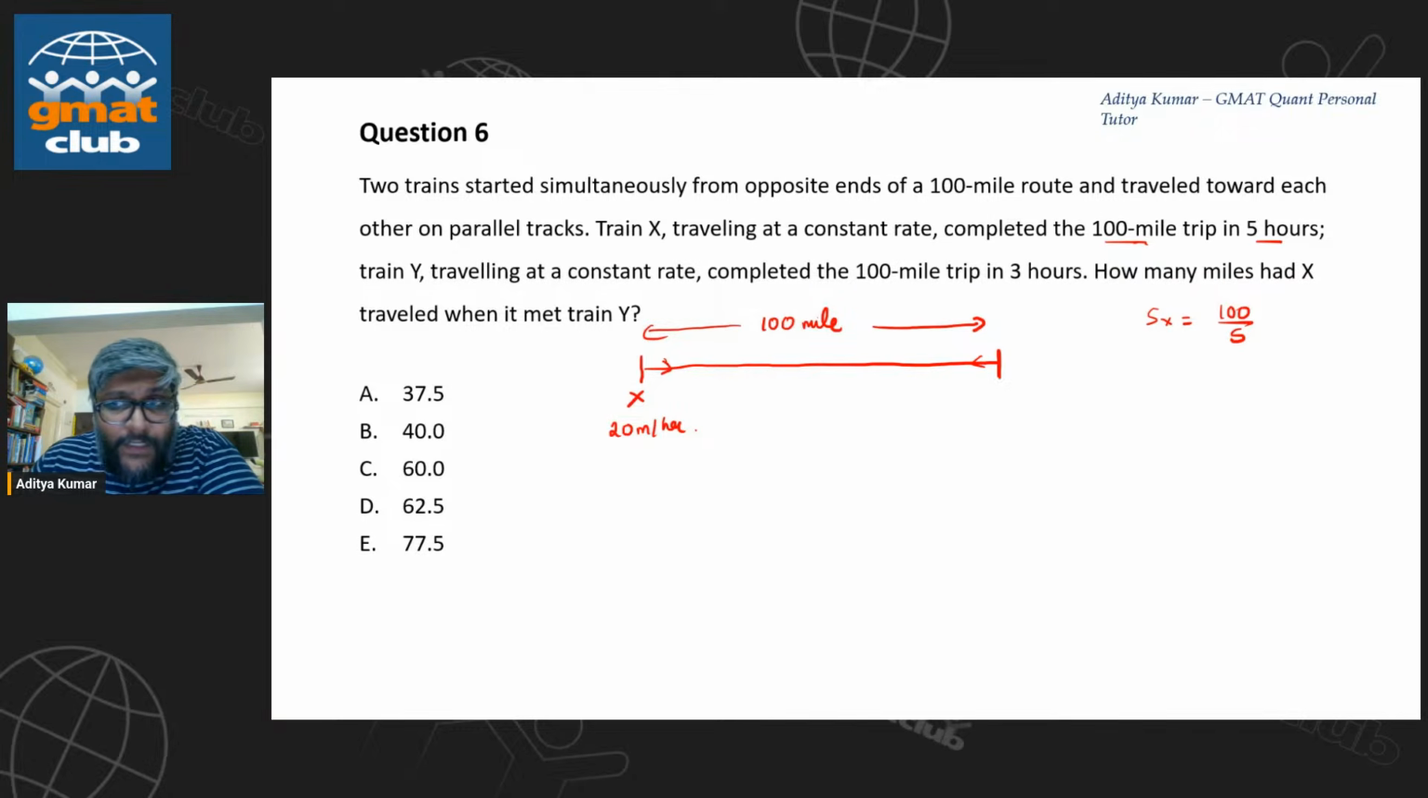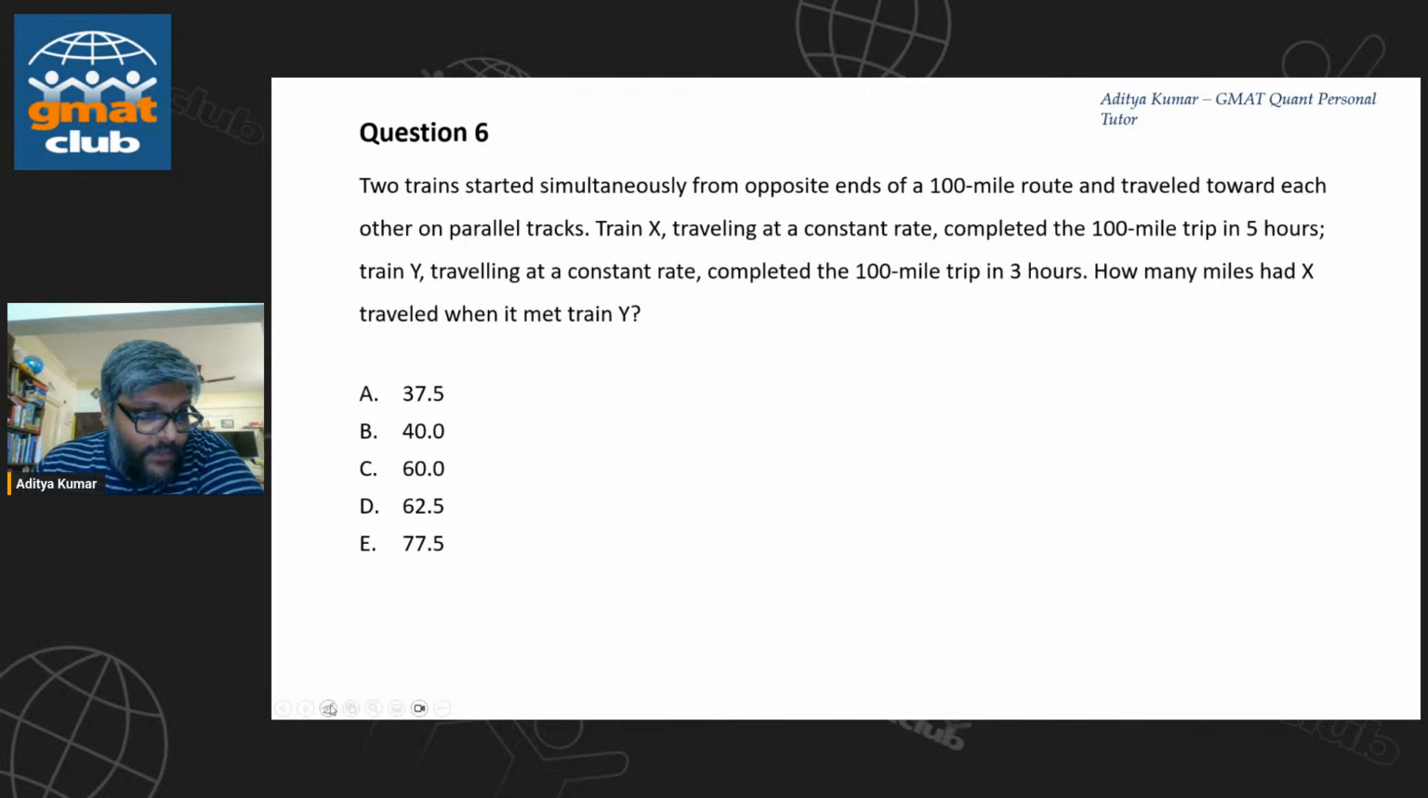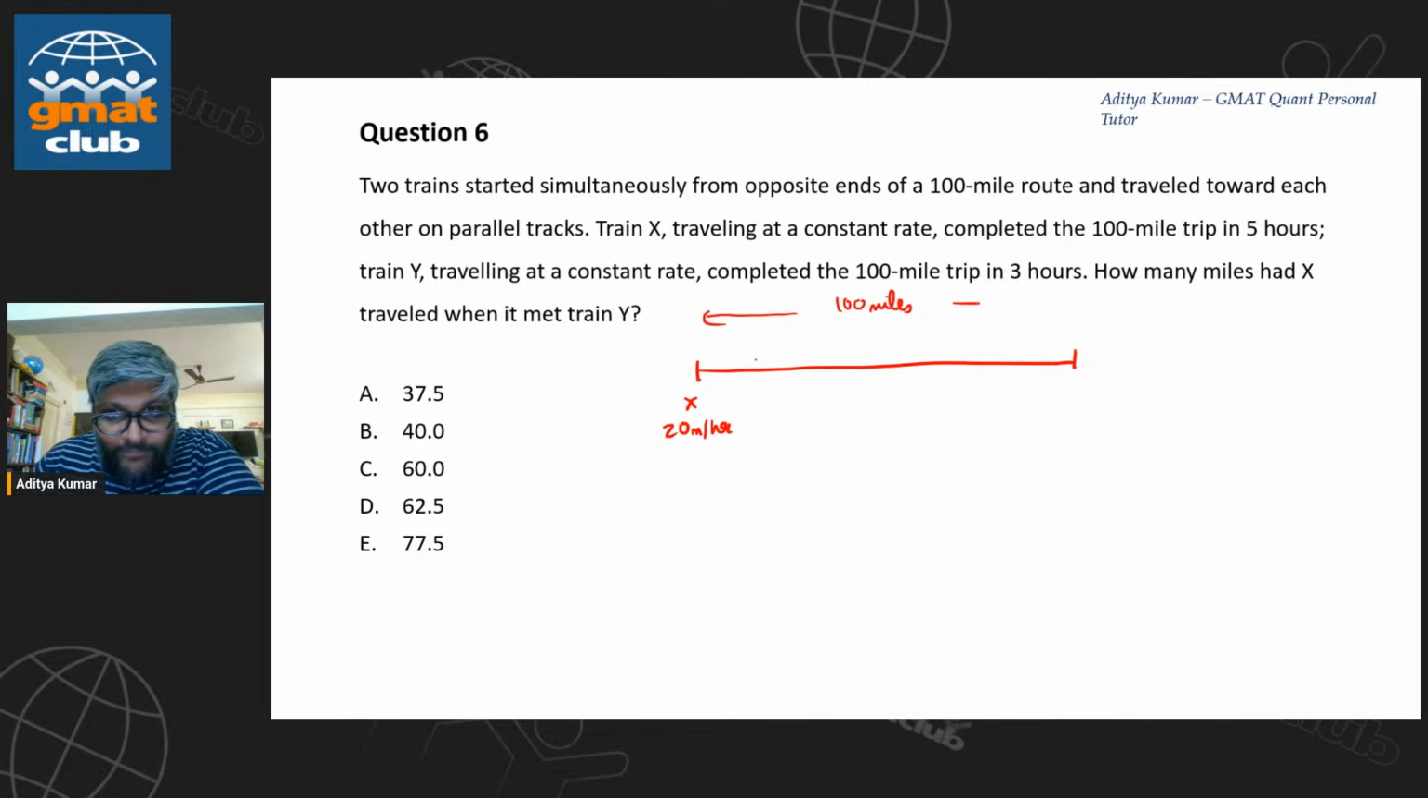Train Y, traveling at a constant rate, completed the 100-mile trip in 3 hours. So I can find out the speed of Y as well. That will be 100 divided by 3. I'll leave it as it is. I'm not going to use decimals in my calculations. That's something I want you to notice as well. Let me do it again. So this is X, that's 20 miles per hour. That is 100 miles. And that's Y. They're moving towards each other simultaneously. And that is 100 by 3 miles per hour.